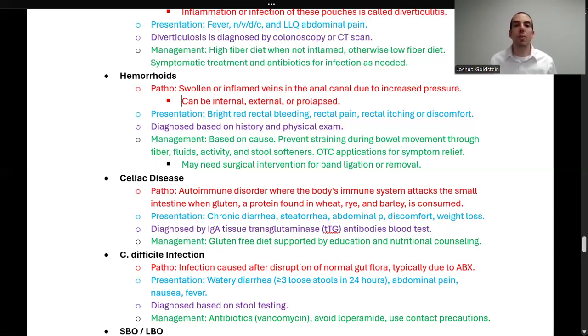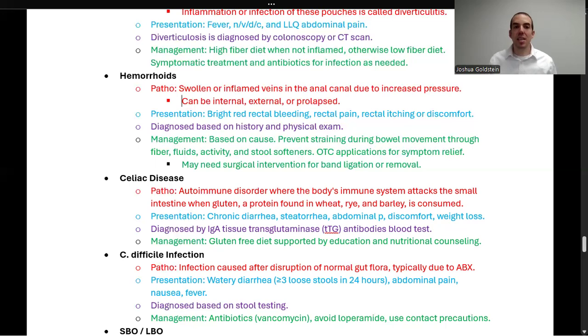The presentation will be bright red rectal bleeding, rectal pain, rectal itching or discomfort is commonly associated with hemorrhoids. It's diagnosed based on history or physical exam. We could just take a look and see it. The management is based on what caused it. So if the patient is constantly straining, then we try to do things to help relieve their constipation. Again, that's fiber, fluids, activity, also stool softeners if needed. And then there are also some over-the-counter relief medications for hemorrhoids, especially for the itching that's involved with that, such as Preparation H is one of them. We may need surgical intervention if these get really bad or if they're internal, and then that would be a surgical referral.